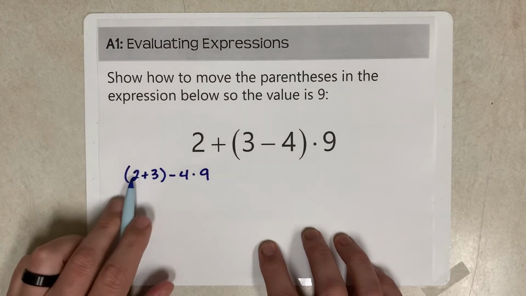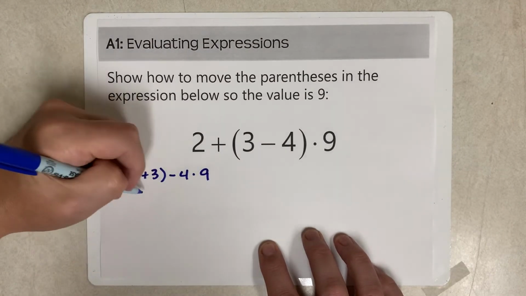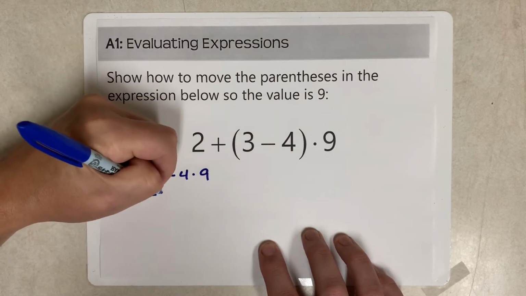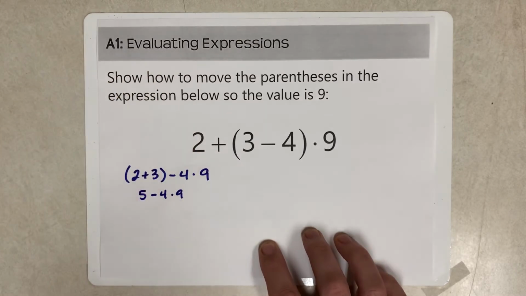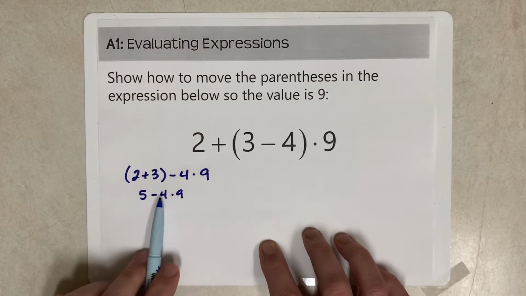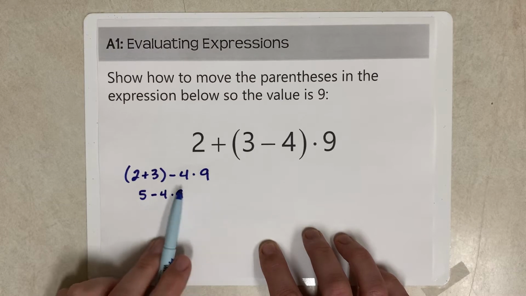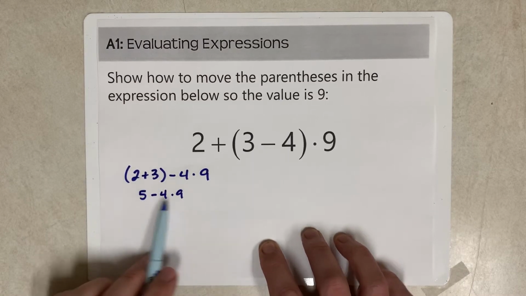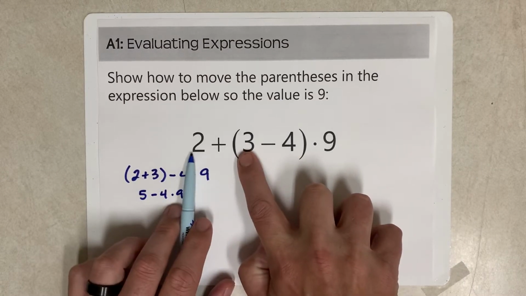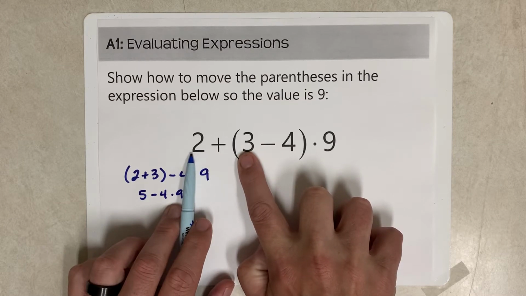All right, so that would give me 3 plus 4 is 5, right? Minus 4 times 9. Well, 4 times 9 I have to do first, and that's going to be 36. There's no way I'm going to get 9 out of this. So by moving the parentheses here, I'm not helping myself out at all.